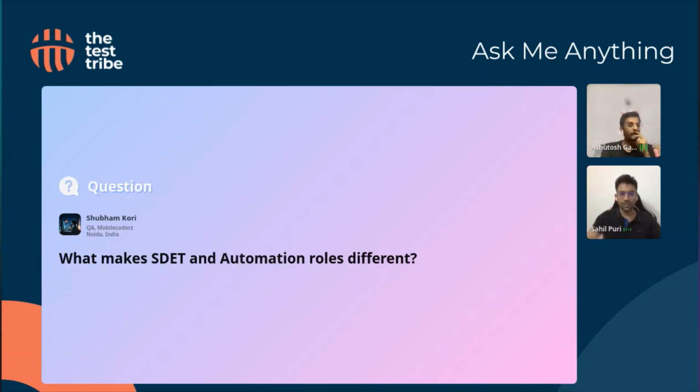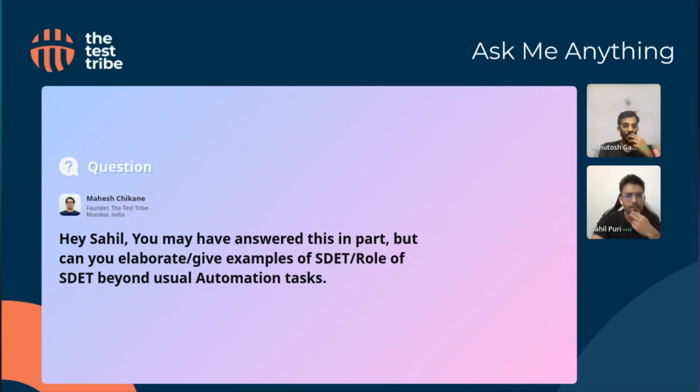Got it. Now this is a very interesting question from Shubham, and there are two questions related to this. What makes SDET and automation roles different? This is from Shubham, who works as QA for mobile coders. And then there's one question from Mahesh, which is about a similar thing. You may have answered this in parts, but can you elaborate, give examples of the role of an SDET beyond usual automation tasks? So those two questions: the difference between SDET and automation, and how does an SDET's role go beyond usual automation tasks?